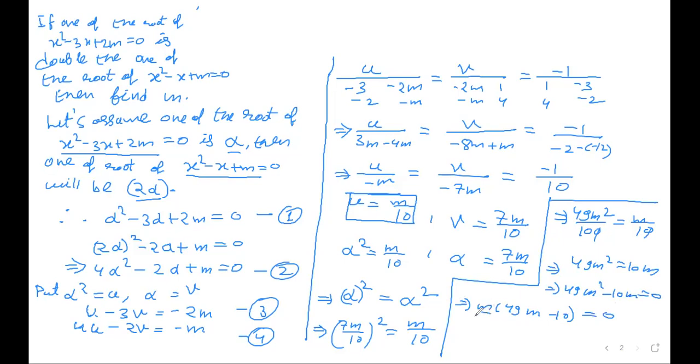We can neglect m only when m is non-zero. It can also be one of the values of m. 0 is also a real number. So m equals 0 is one of the values and the other is 10 by 49. Yes. Understood?